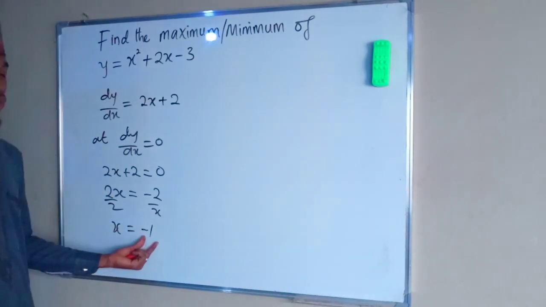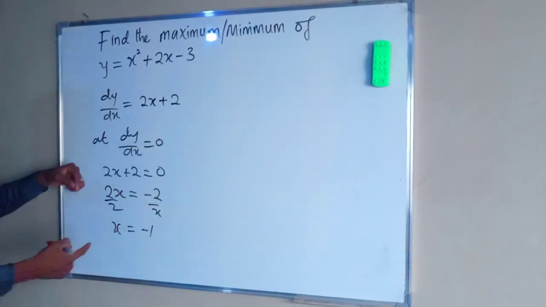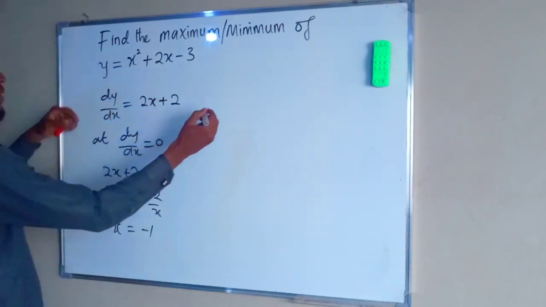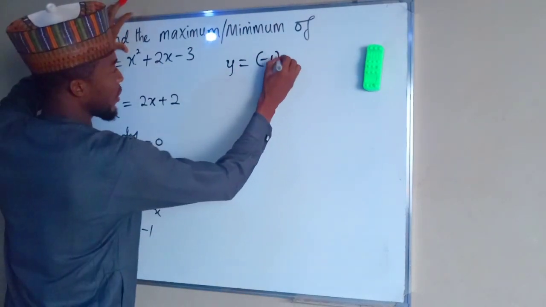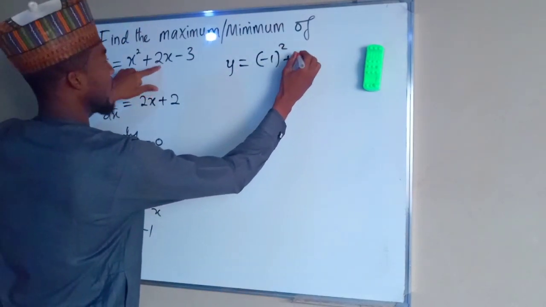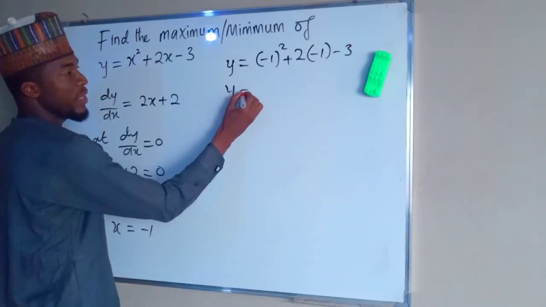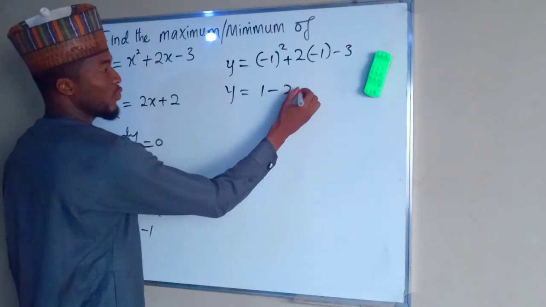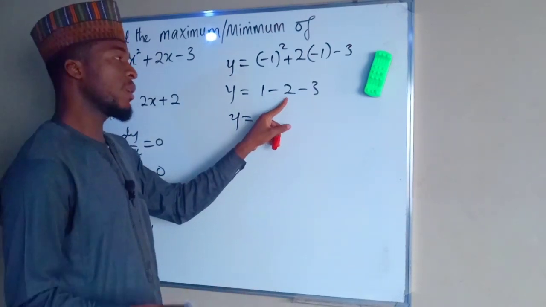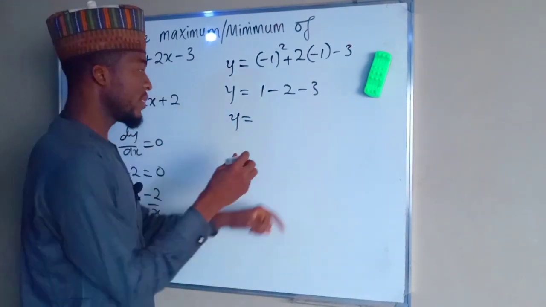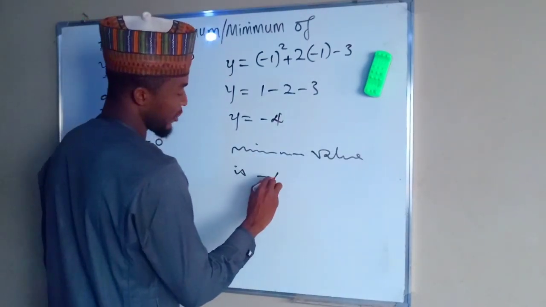This value of x equal to negative 1 is the value of x at the vertex of that quadratic graph. So we are going to substitute for x in the main equation. Y equals, then we substitute for x: minus 1 squared plus 2 times minus 1, then minus 3. Y will be equal to 1 minus 2 minus 3. 1 minus 2 is minus 1, then minus 1 minus 3 is minus 4. Therefore, the minimum is minus 4, the same answer.